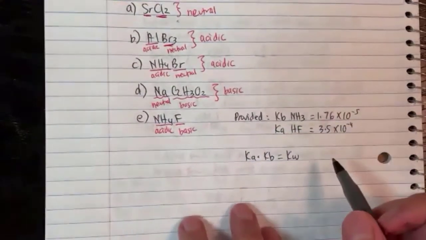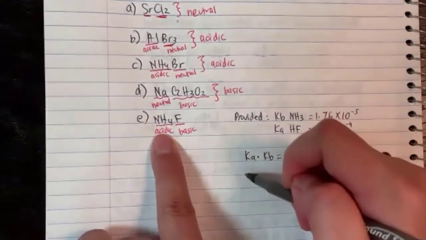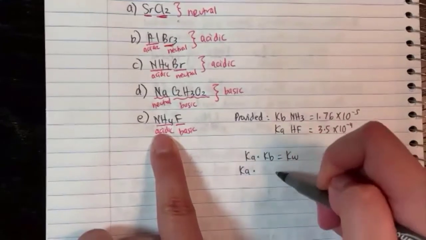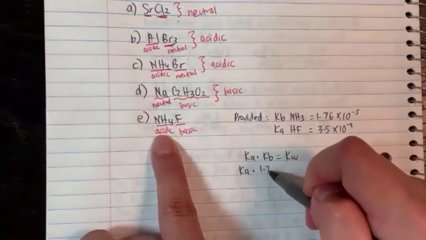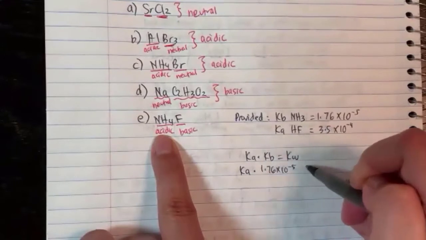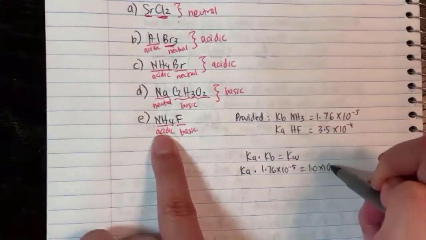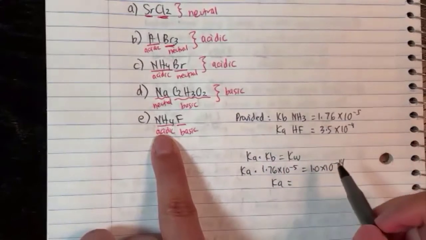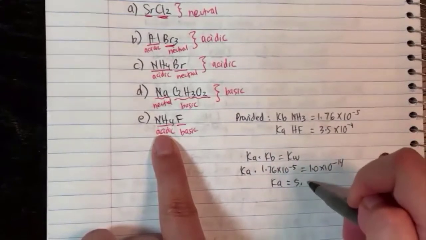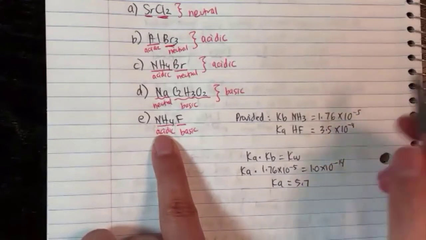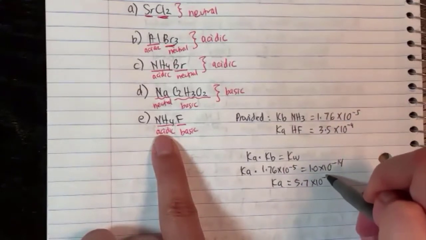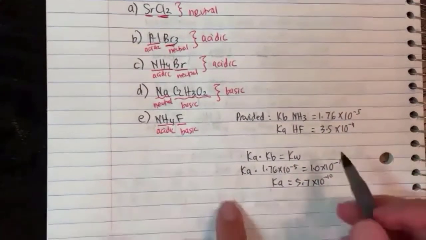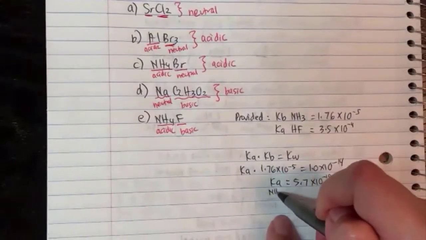So let's solve for the ammonium first. Ka for ammonium times Kb, 1.76 times 10 to the minus 5, equals 1.0 times 10 to the minus 14. So Ka here, you will get about 5.7 times 10 to the minus 10. Okay, this is the Ka for ammonium.